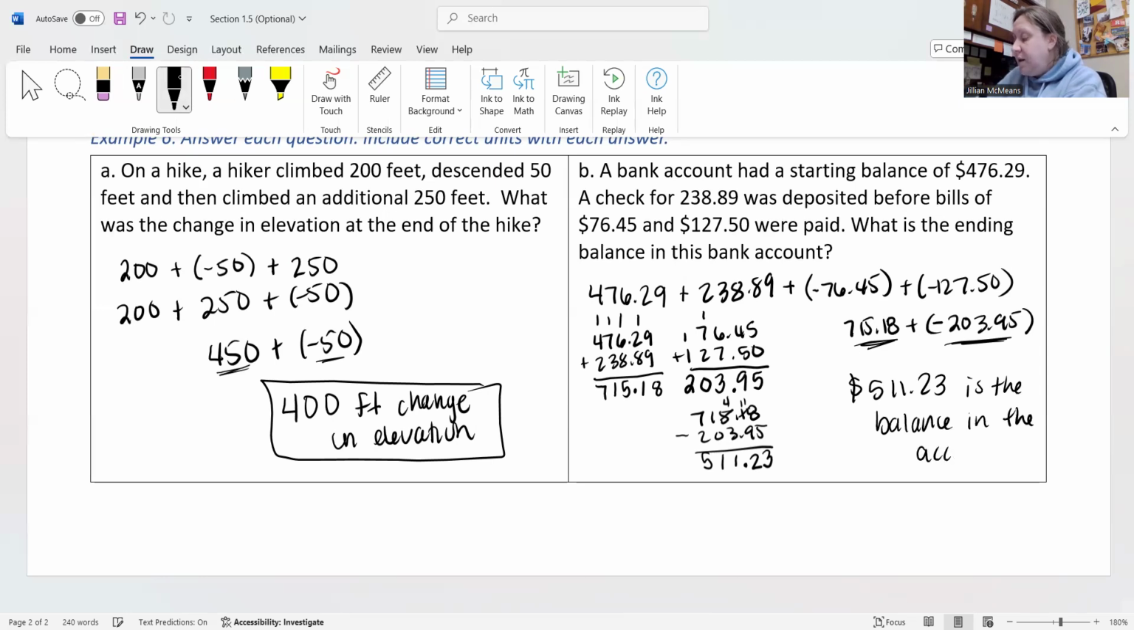And anytime you deal with word problems, always make sure you describe your answer. Include units and a very brief description of what your answer is so that your reader can follow along.